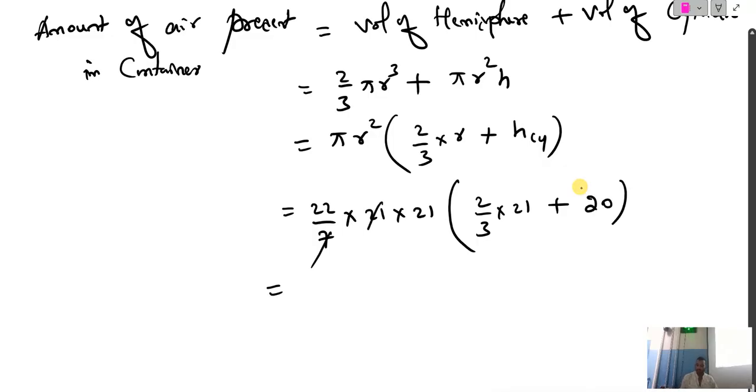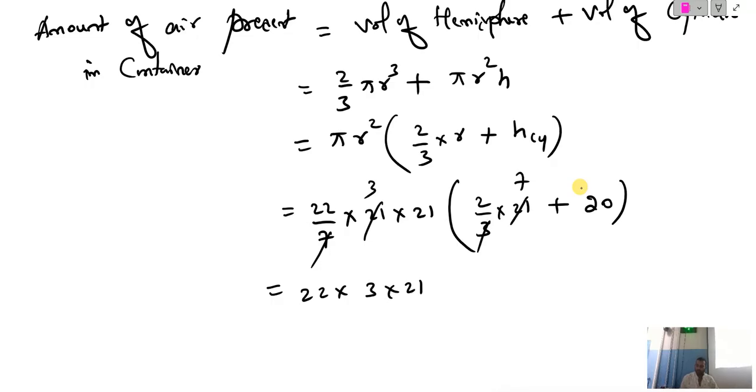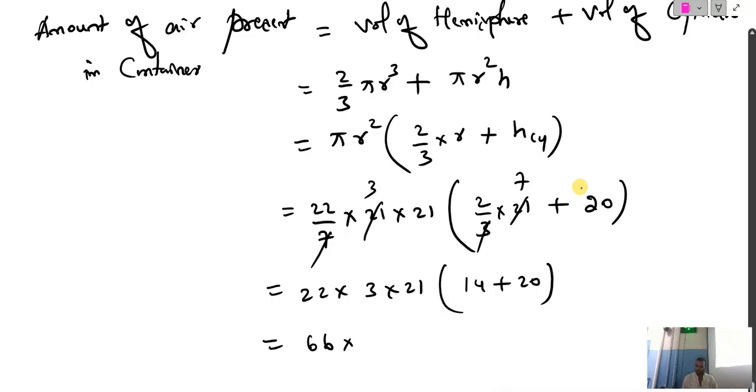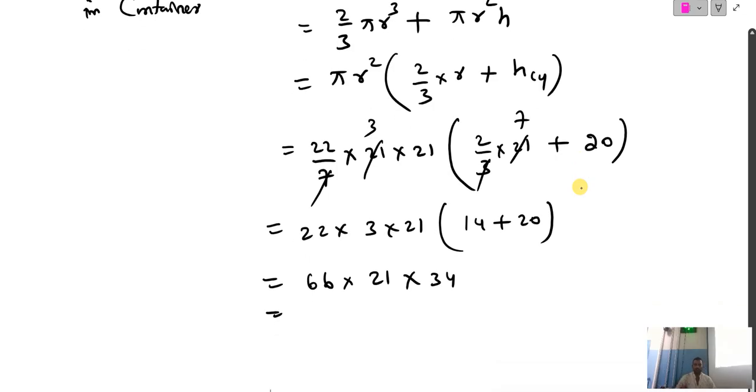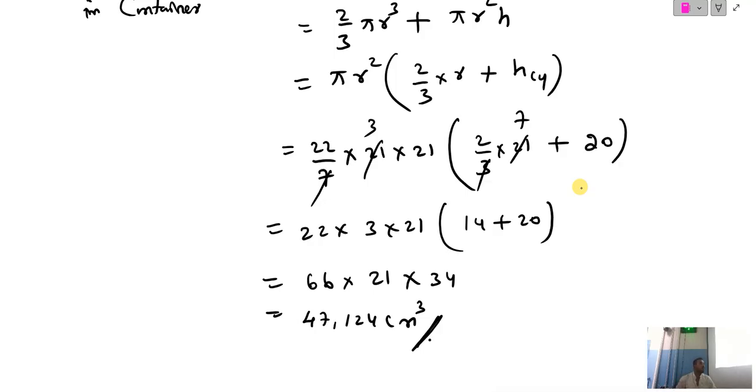Now 7 ones are 7, 3 sevens are 21, 22 into 3 into 21. 3 ones are 3, 7 twos are 14, plus 20, that's 34. 22 into 3 is 66, into 21 into 34. Am I right? Multiply 66 into 21 into 34. That is 47,124 centimeter cube. So this much amount of air we can fill. Still we can fill. Am I right?